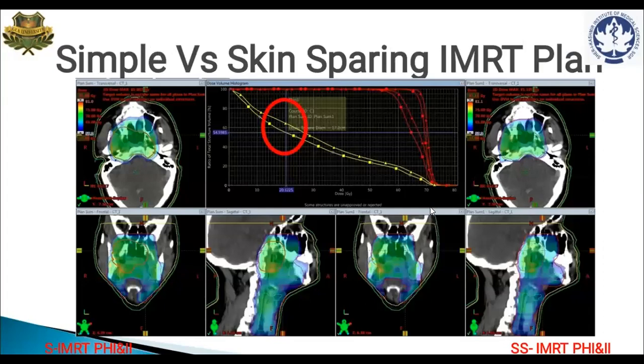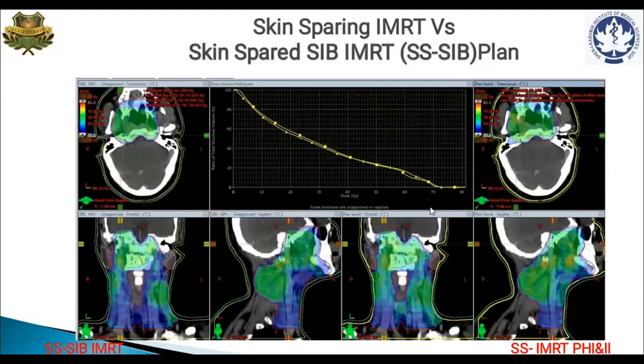This is a representative case showing volume of skin to receive 20 gray by two techniques, that is simple IMRT phase 1 and phase 2 and skin spared IMRT phase 1 and phase 2. This is the same representative case showing a dose difference of the volume of the 20% of the volume to receive 20 gray by two techniques, that is skin spared SIB IMRT and skin spared IMRT in phase 1 and phase 2.